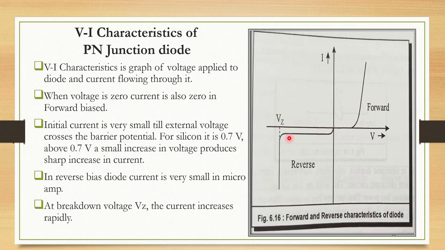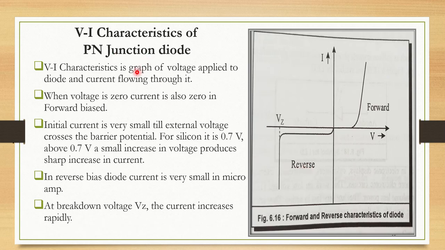But after a particular voltage, that is called breakdown voltage, here also current increases rapidly. So this is forward biased, but this is reverse. In the reverse direction, current flows. This is forward bias, and this is reverse bias.